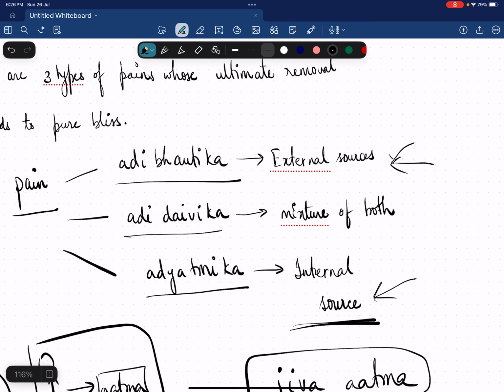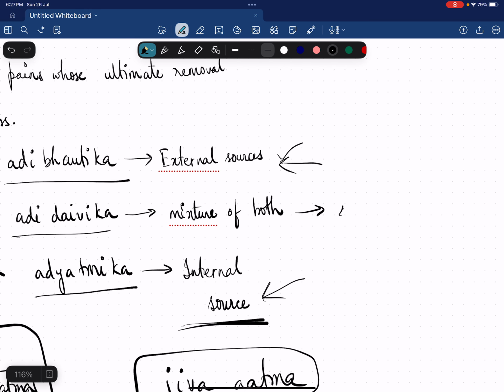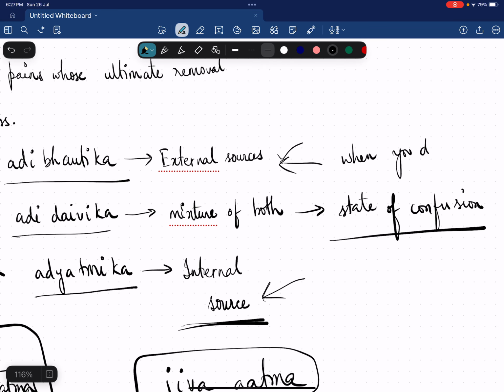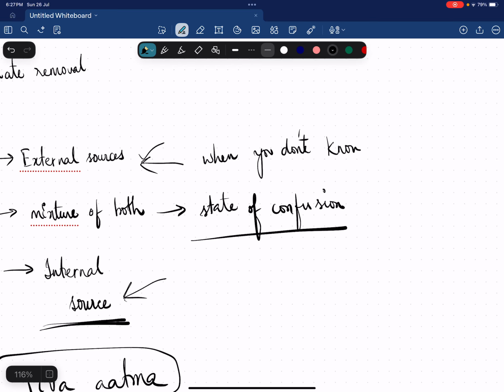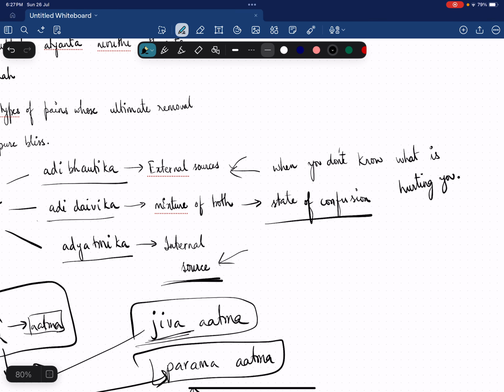Alright, so Adidaivika is a mixture of both. It's also a state of confusion, when you don't know what is hurting you. Okay, that comes under the Adidaivika portion.